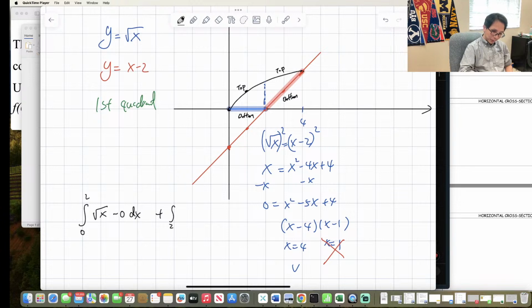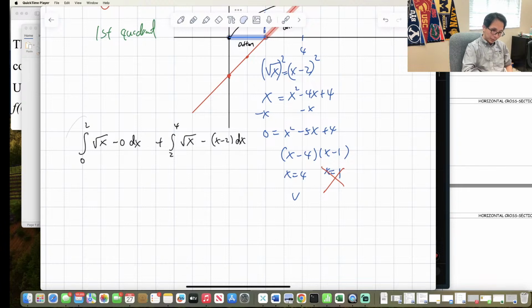Plus the integral from 2 to 4. The top is what? Square root x minus (x minus 2). And make sure you put a parenthesis on that, because if you don't, you're going to make mistakes. So always put a parenthesis every time you substitute something. dx. Any questions so far?